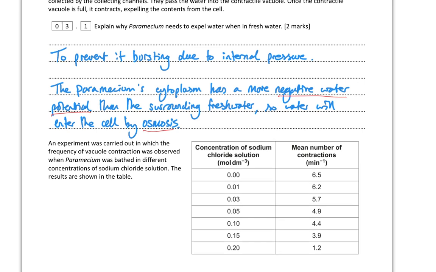Then they carried out an experiment in which the frequency of the vacuole contraction was observed when bathed in different concentrations of salt. The results are shown in the table. So let's check the table, so it's going 0, 1.3, 0.3, right? So it's not going up in equal amounts. And that's going down, down, down, down.